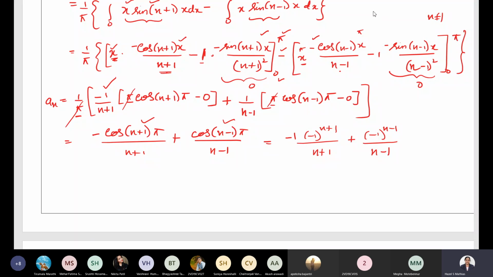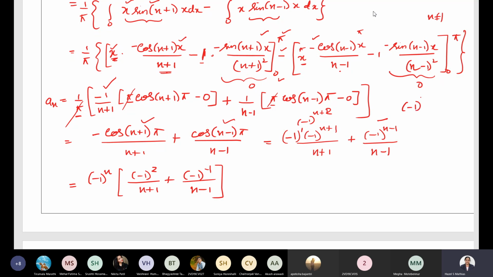What do we do here? See over here. Minus 1 power n plus 1 into minus 1 power n. It can be written as minus 1 power n plus 2. Here minus 1 power 1 is there. So it will become minus 1 power n plus 2 and minus 1 power n minus 1. So I can take minus 1 power n outside. If I take minus 1 power n outside, what remains? Minus 1 power 2 divided by n plus 1. And here what remains? Minus 1 power minus 1 remains divided by n minus 1.